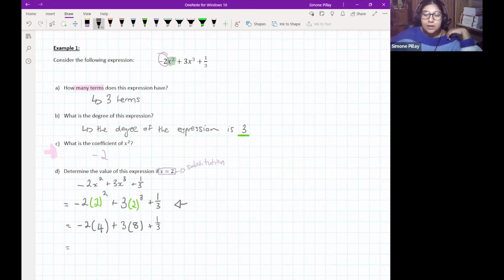Now, another answer that I want from you guys, negative 2 times 4 is going to be what? Handle again for the win. Negative 8. Okay, and then 3 times 8 is going to give me 24 plus 1/3. Now, if you were confused how I got negative 8 over here, all I did was multiplication. I said negative 2 times 4. It's a negative times a positive, which gave me a negative. And then 2 times 4 was 8.